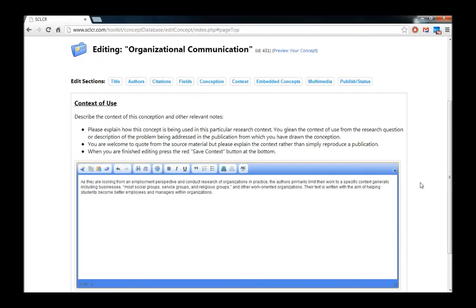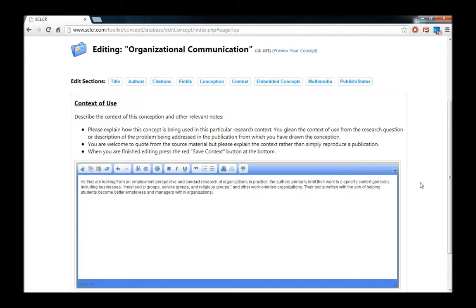And you can read here that I wrote, as they are looking from an employment perspective and conduct research of organizations in practice, the authors primarily limit their work to a specific context, generally including businesses and, quote, most social groups, service groups, and religious groups, as well as other work-oriented organizations. Their text is written with the aim of helping students become better employees and managers within organizations. It's important to understand this context because it will help you to better understand their conception of organizational communication and how it might be different from other authors at other times and other places.